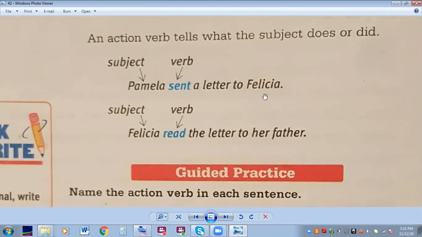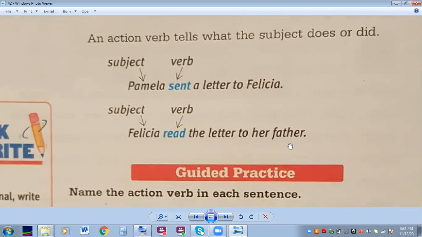Pamela sent a letter to Felicia. Our subject is Pamela. That's who our sentence is about. The verb is what Pamela does or did. What did she do? She sent. Okay? Pamela sent. Sent is our verb. That's our action in the sentence.